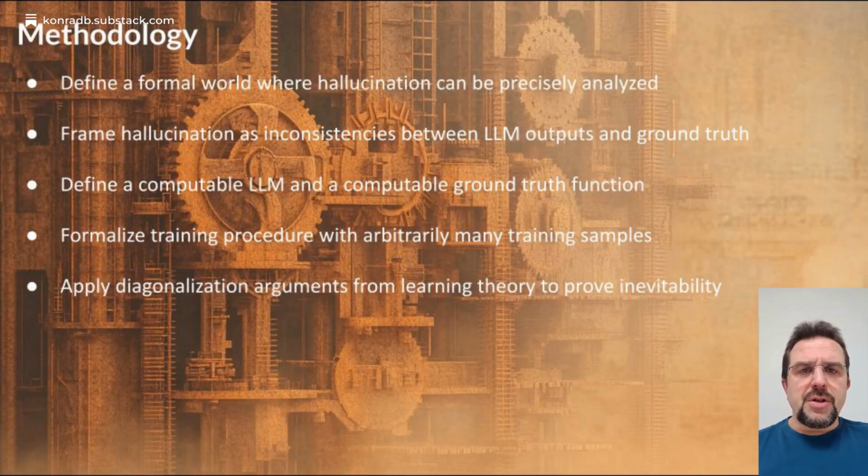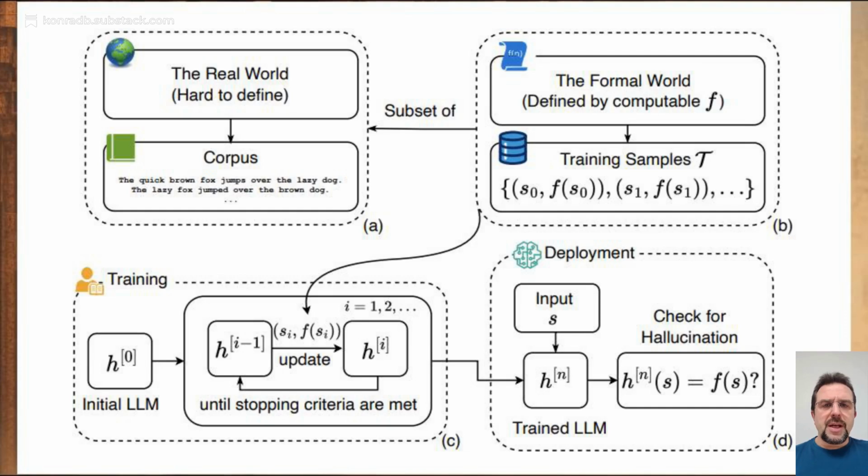The authors construct a formal world where hallucination is defined as inconsistencies between a computable LLM's output and a computable ground truth function. They define an LLM training procedure that can use arbitrarily many training samples, making their framework more general than real-world LLMs. By applying diagonalization arguments from learning theory, they prove that no computable LLM can eliminate hallucination completely. This figure illustrates how LLMs operate within the formal framework.